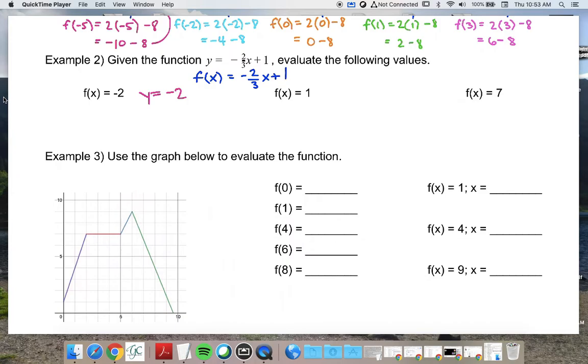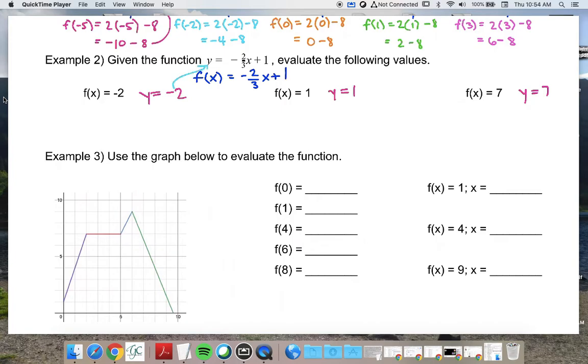It's not in parentheses, it's out of those parentheses on the other side of the equal sign, so that represents our y value this time. They've also told us f of x equals 1, so we know y equals 1, and they've told us that f of x equals 7, so they've told us that y equals 7. So this time we have the y value that we're going to plug in, and we're going to solve for x this time.